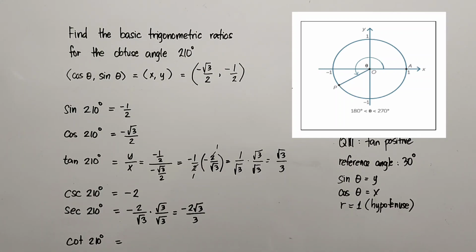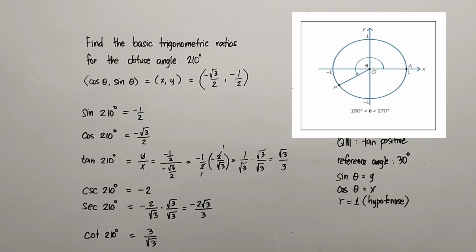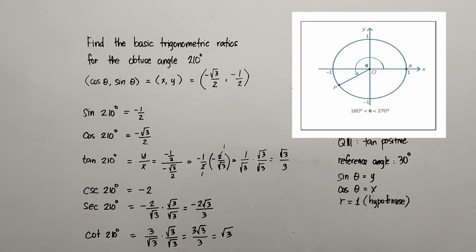And lastly, for the cotangent 210 degrees, this is the reciprocal of your tangent 210. So just get the reciprocal. You need to rationalize. Cotangent 210 degrees is square root of 3. And this is also positive because in quadrant 3, again, the tangent and its inverse are the only positive in quadrant 3. So these are the basic trigonometric ratios of the obtuse angle 210 degrees.